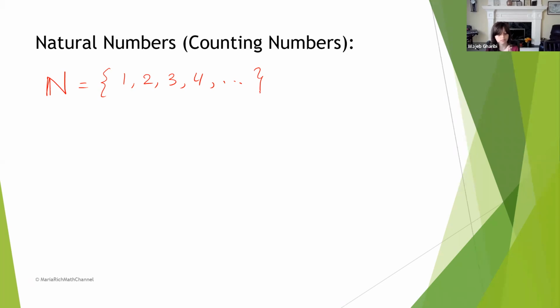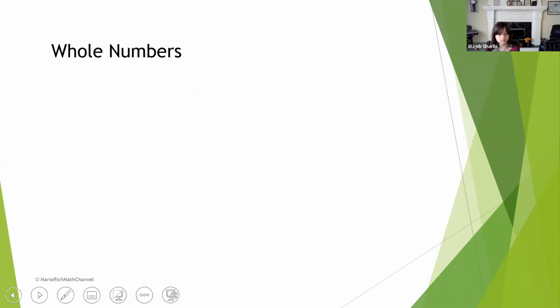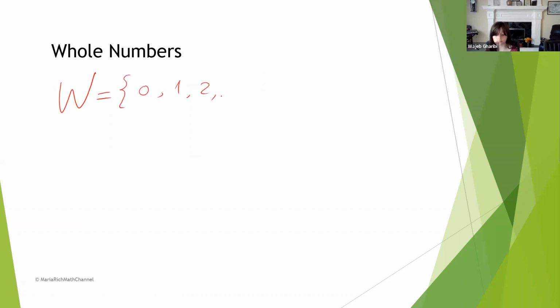Then what is the second? Whole numbers. What does it mean, whole numbers? A number with no fractional or decimal part, and it cannot be negative. Examples: 0, 1, 2, 3, 4. The whole numbers, let us denote as W, and they start from 0, 1, 2, 3, 4, and so on.